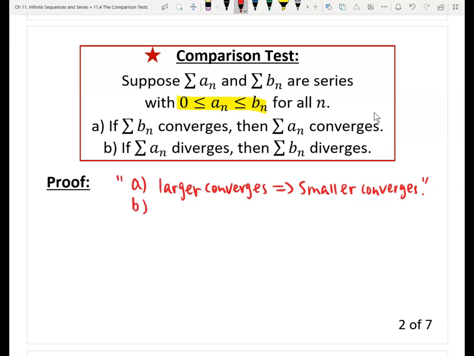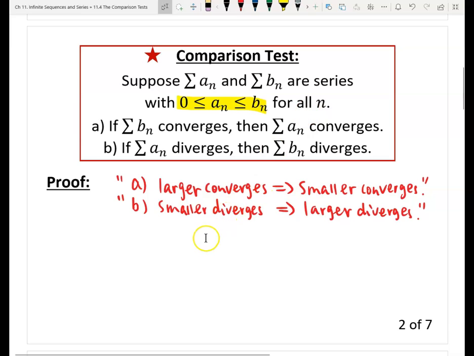And for the second, it's just the converse. If A is divergent, the smaller one diverges, and then B is the larger, so the larger series diverges too. In this way, it is easy to see the results.